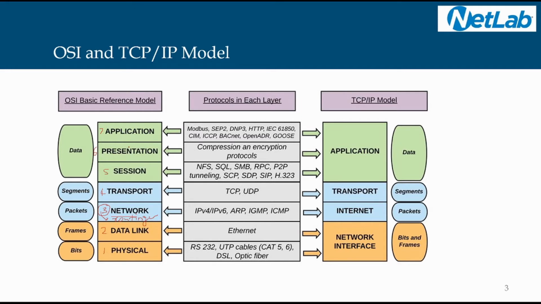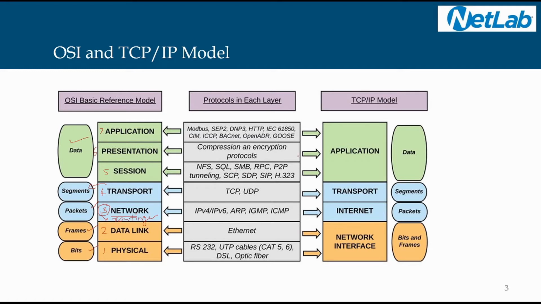In the application, presentation, and session layers, the data is known as data. When it comes to the transport layer, it is segments, because the transport layer TCP can segment the data, so it is called segments. When it is given down to the network layer, it's known as packets. Again, when it comes to the data link layer, it is frames. And in the physical layer, it's bits.